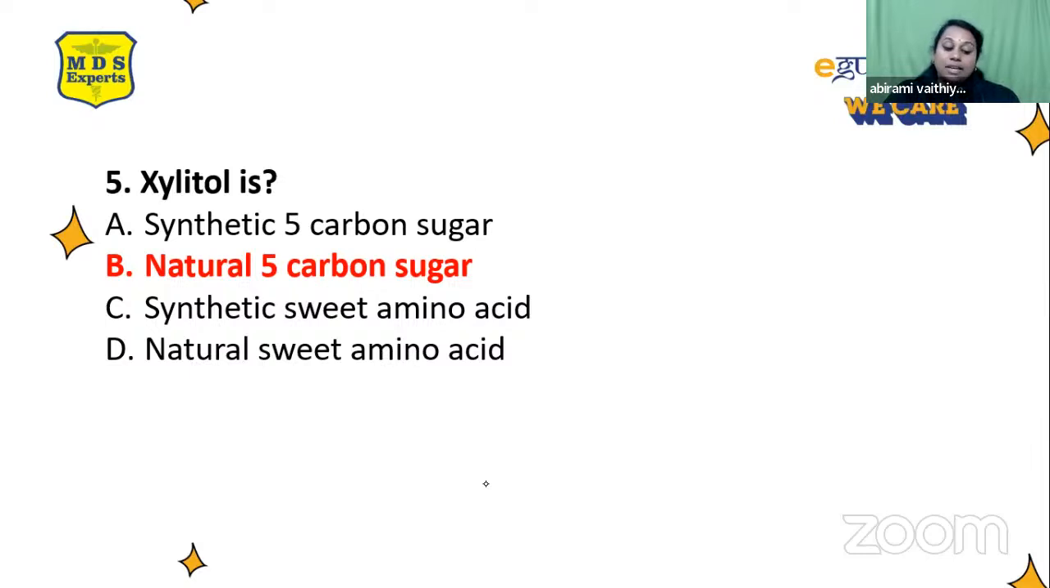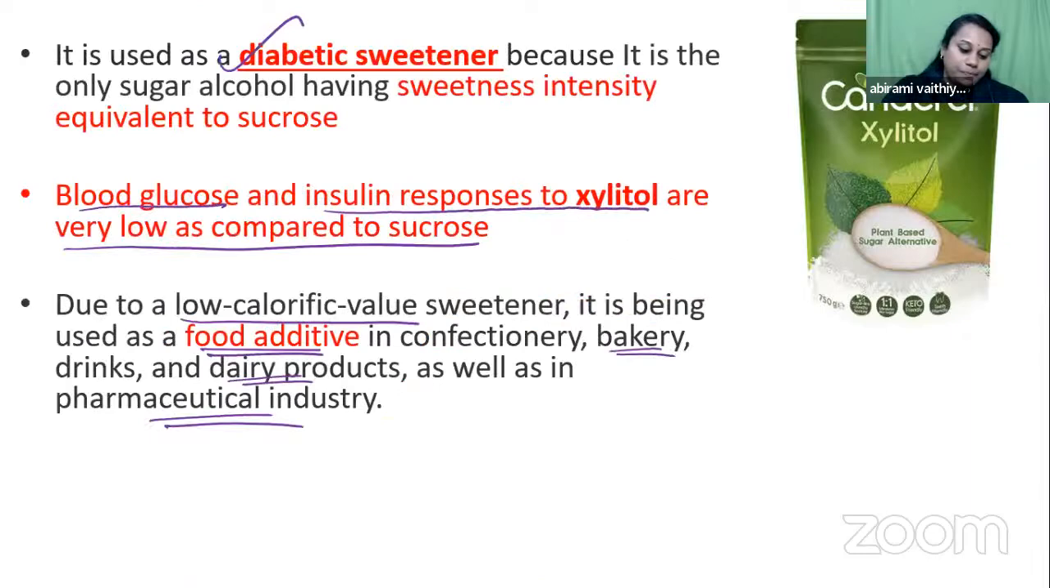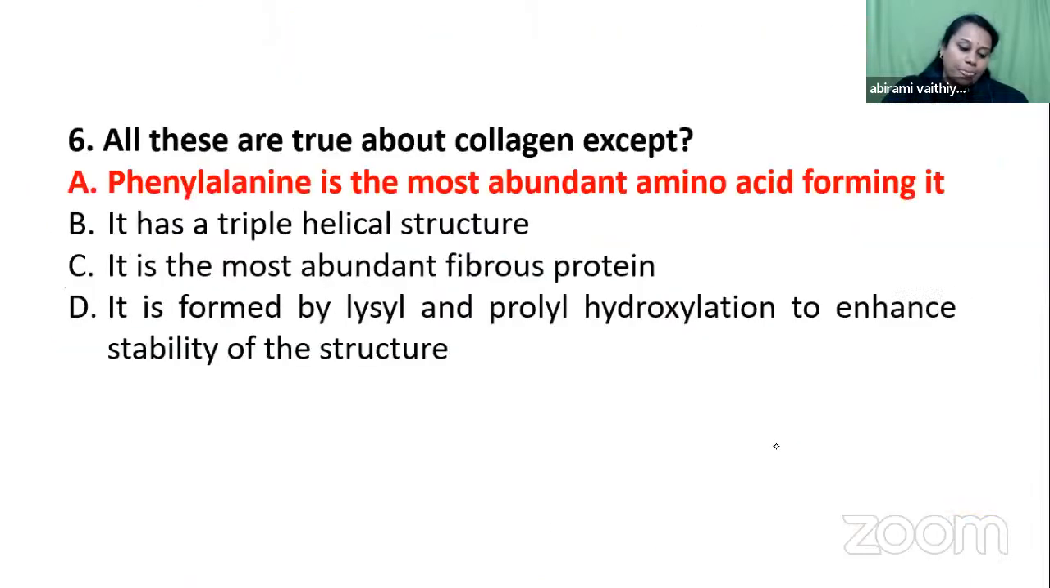So xylitol is a natural 5-carbon sugar. It's present in fruits and vegetables. The sixth question: all these are true about collagen except.